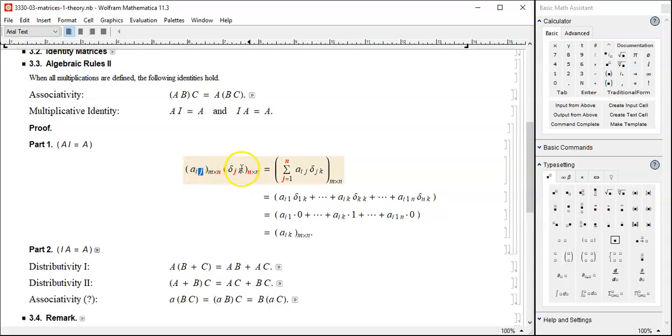So ij, jk. And then how do I set up the scalar product? aij, delta jk, ij, jk. So that's how you get the scalar product set up. And then we have m by n and n by n, since all the identity matrices are square matrices. So we have m by n, same size as the original. Okay, all right. And now let's do this computation.